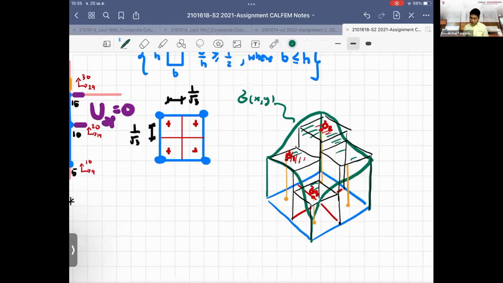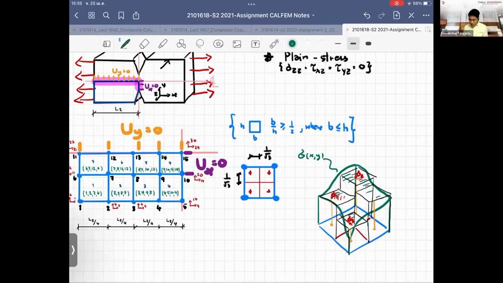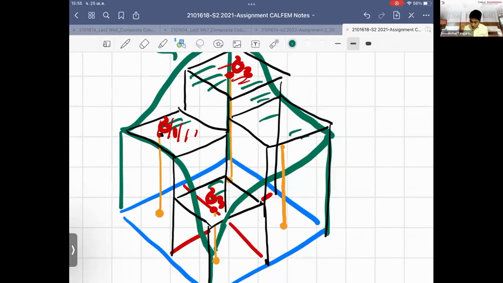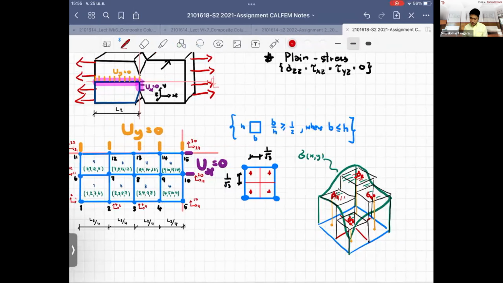Hope it works. Then what happened? The stress value that you obtain from the finite element is just an approximate, not the real one. This might be at Gauss point number 4.